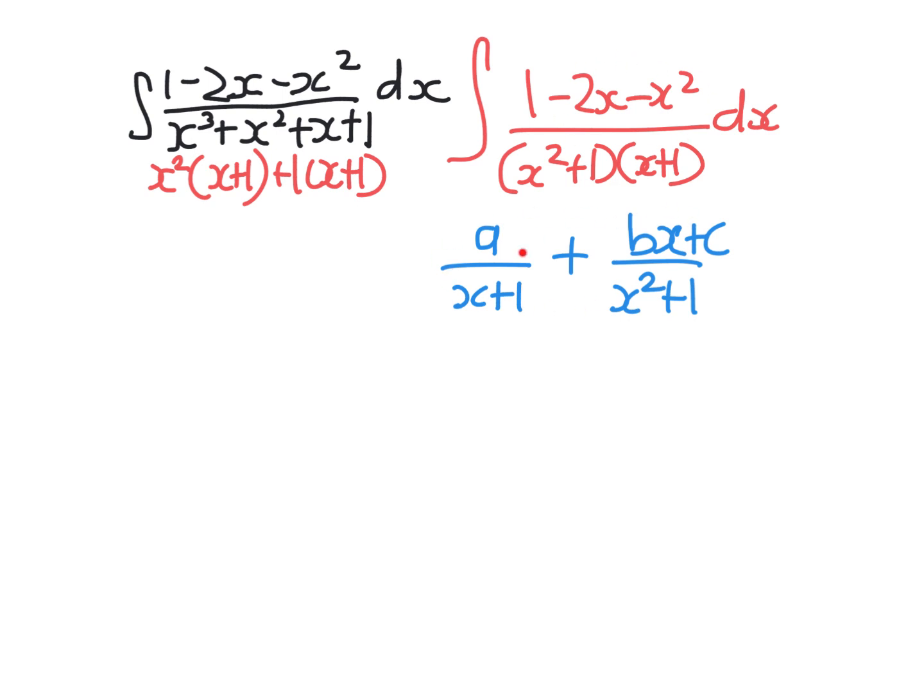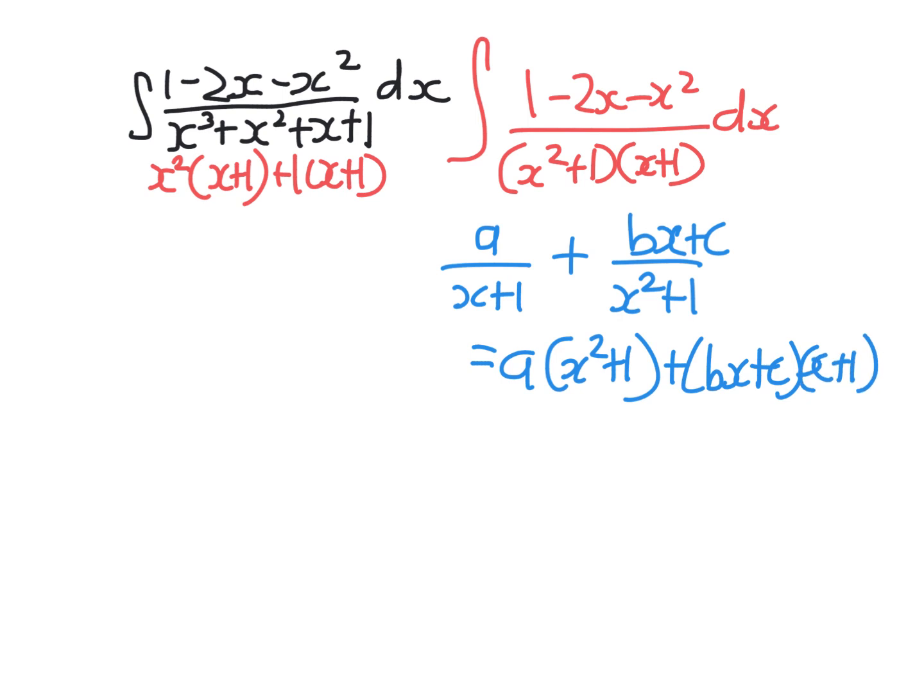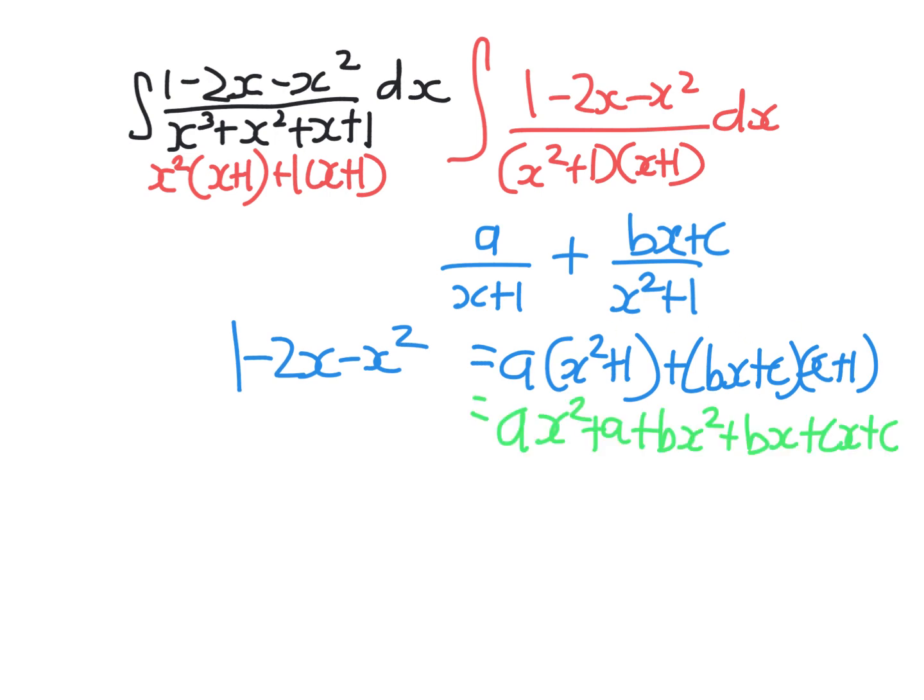Were I to combine these into one fraction, I would end up having A lots of (x² + 1) plus (Bx + C) lots of (x + 1). So that needs to equal the numerator of the original function. Let's go ahead and expand this. Here's what I get if I expand the brackets. What we do is look for the different powers of x. We have two x squared terms here with coefficients A and B. So A + B needs to equal the coefficient here. We have A + B equal to negative 1.